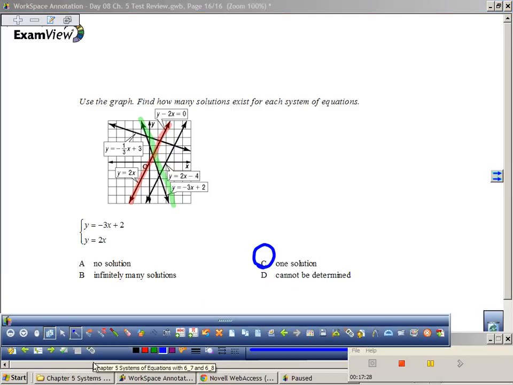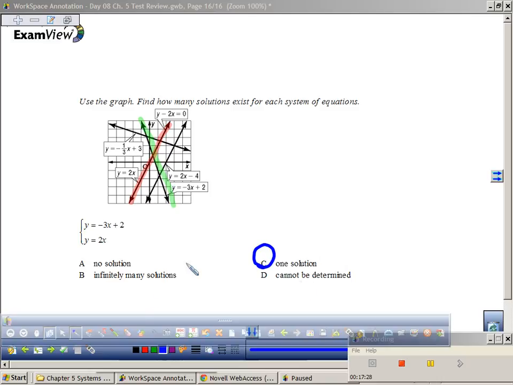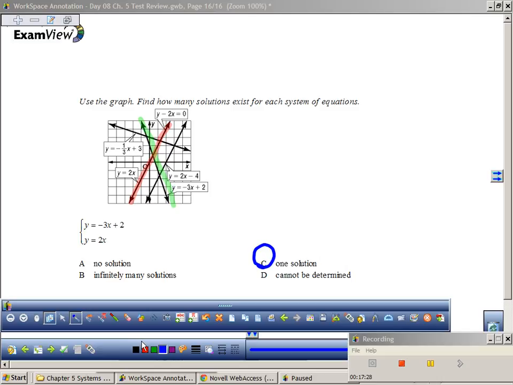Again, what does infinitely many solutions look like? Same line. What does no solution look like? Parallel. Cannot be determined. I don't know what that means, right? You can always figure out whether there's a solution or not, right? Okay.